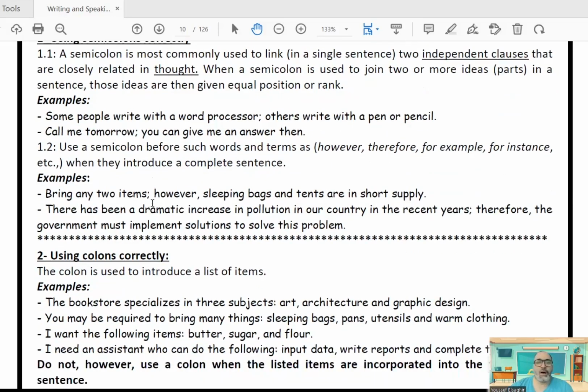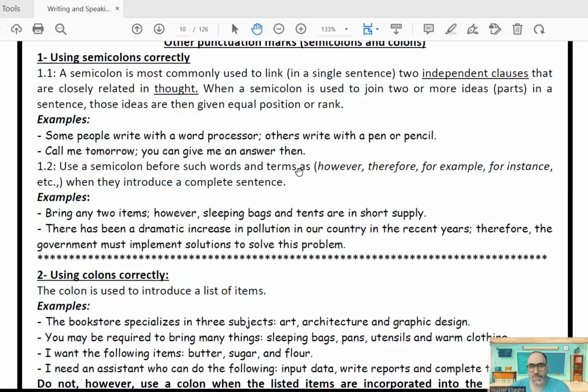Okay, now there's another reason for you to use the semicolon. That's when you have words like however, therefore, for example, for instance, and so on. We call these words conjunctive adverbs, and there is a whole lesson about these words in this course. So if you find any of these words, you're supposed to use a semicolon before it and a comma after it. Like the example: bring any two items; however, sleeping bags and tents are in short supply. So you can see that? One more time, you could remove the semicolon here and use a full stop instead.